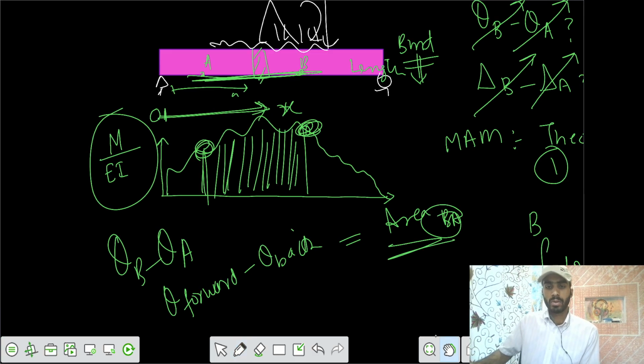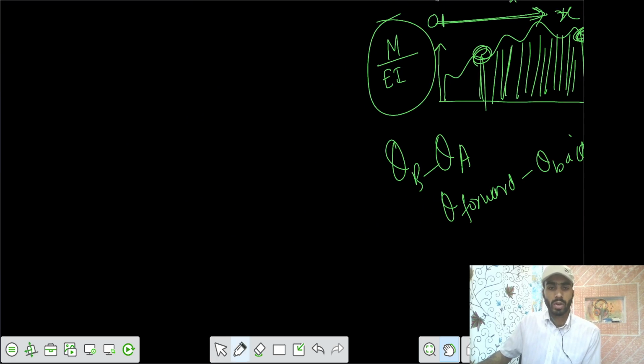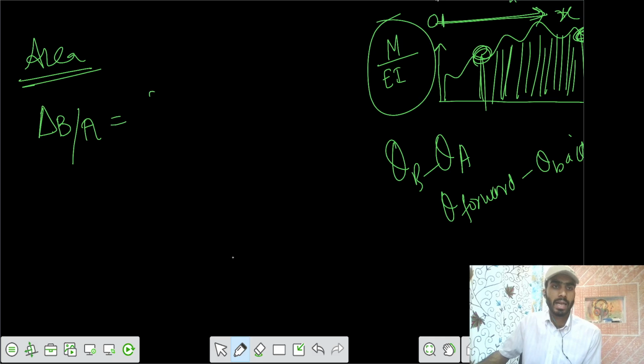Let's have theorem number two, that says once you have the theta between the 2 points, that's the area. Then we say that the difference, we write the deflection at B with respect to the tangent at A. That equals the centroid or moment of area about point B.